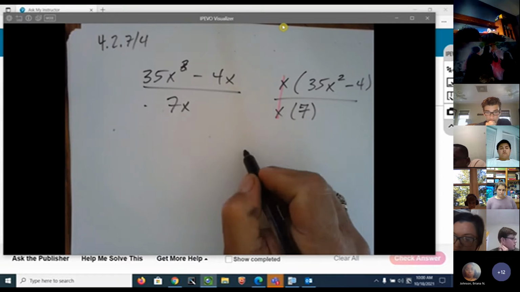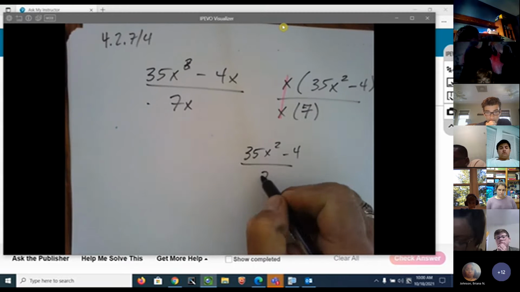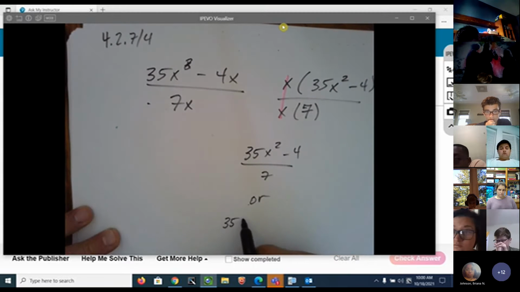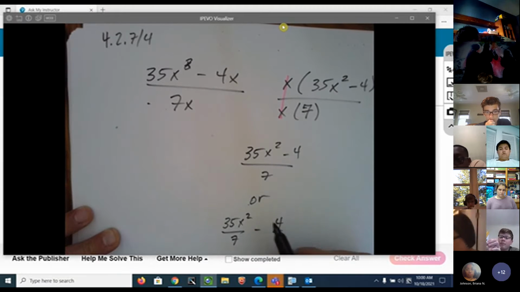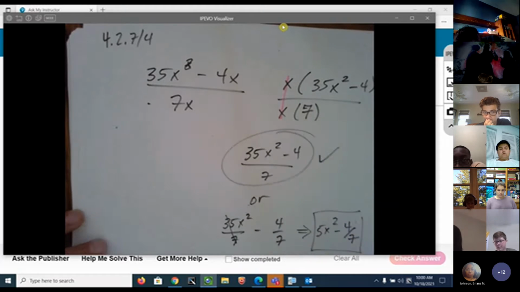You could write it as 35x squared minus 4 over 7, or 35x squared over 7 minus 4 over 7, and then that would be 5x squared minus 4/7. You could do that, but that's probably your answer.